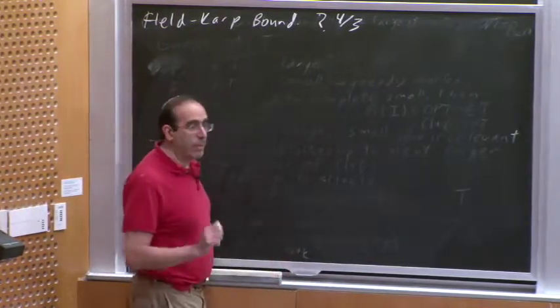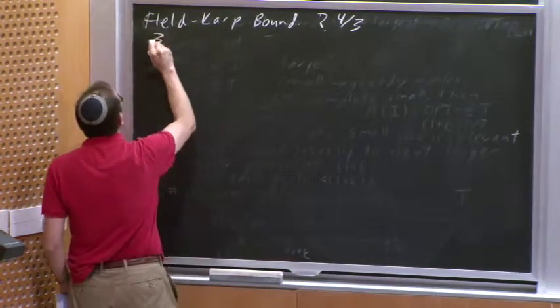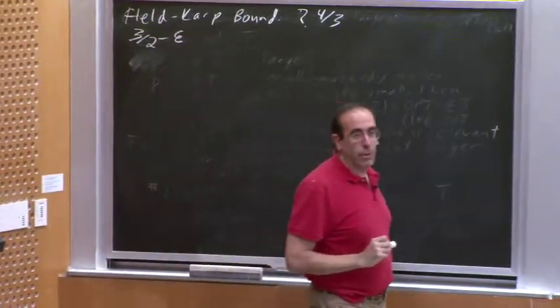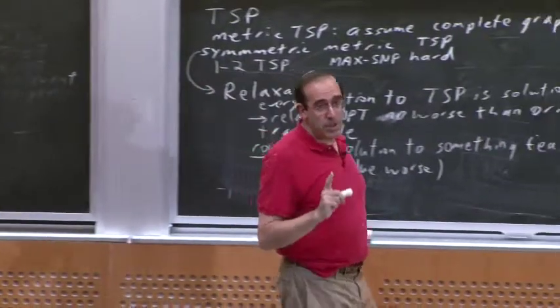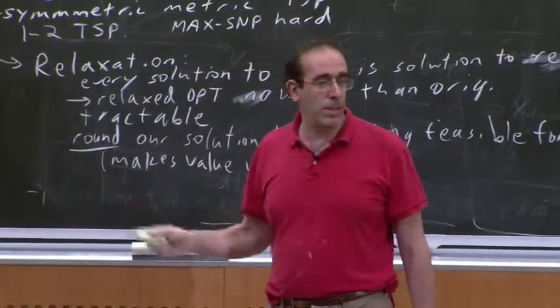However, just a couple of years ago, and I forgot to write down the names of the authors, they did manage to come up with a 3/2 minus epsilon bound for TSP. Just a couple of years ago, right? So this is still completely open, and there's still progress to be made right now.